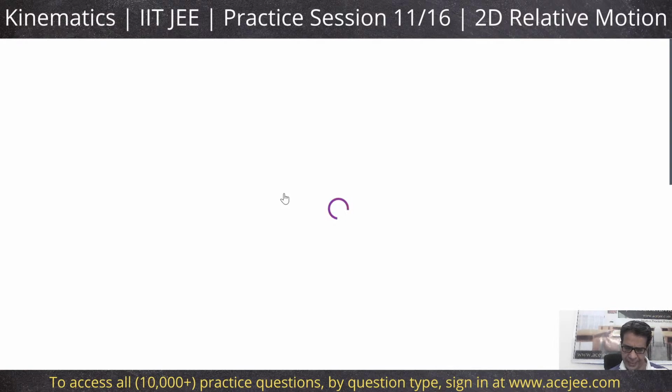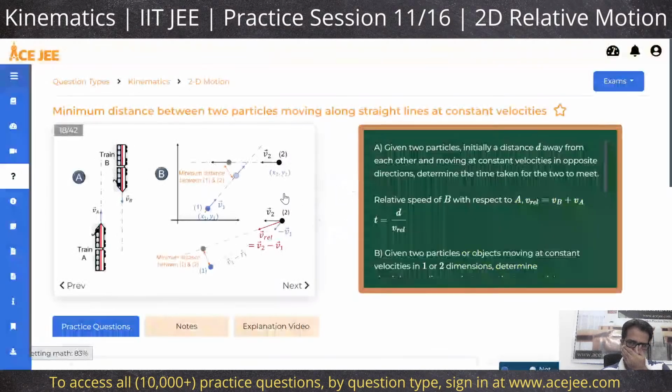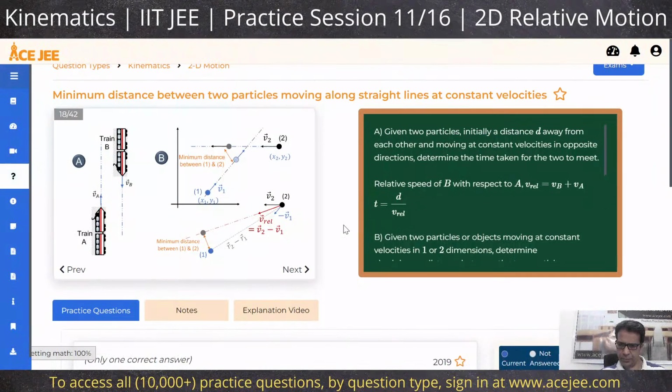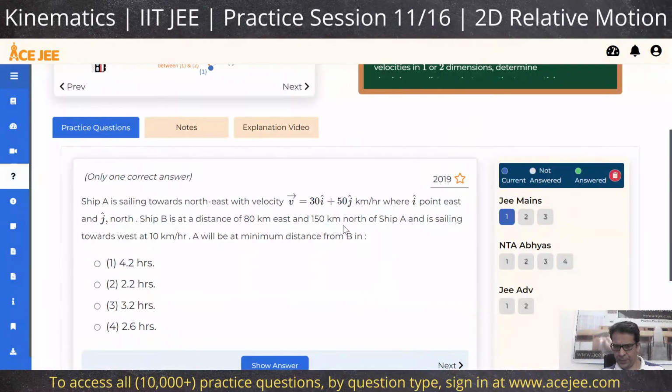So number 18, we are revisiting, and let's do a problem or two just to warm up ourselves, and then we'll move forward. It seems to be taking a little bit longer. Why is that? There we go. Okay, so let's quickly do one problem from JEE Mains, one problem from NT Abhyas, and one problem from JEE Advanced. Okay, let's get started.